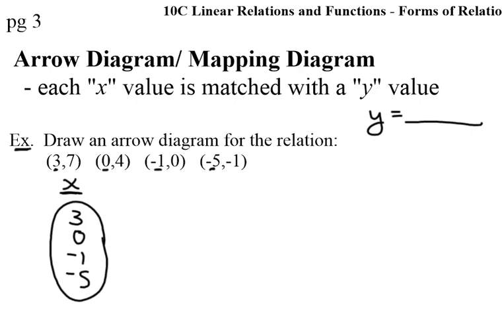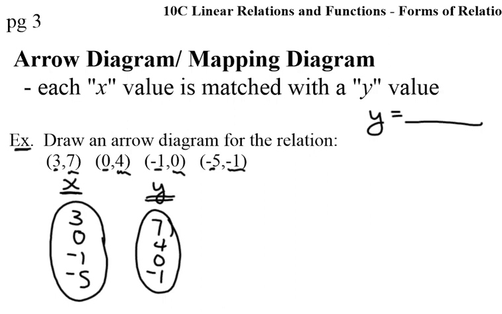Well, that is going to map onto our y. And what are the elements within y? Well, we have the 7, the 4, the 0, the -1. 7, 4, 0, and -1. And what we do then is, like it says, we put arrows in. 3 maps to 7. 0 maps to 4. -1 maps to 0. -5 maps to -1.